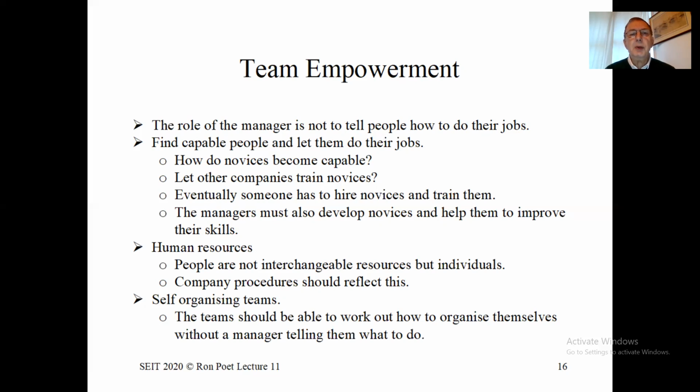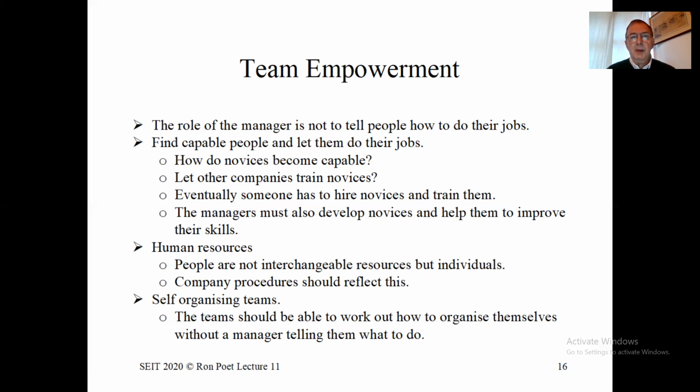Now, this raises interesting questions. Ideally, if you want to form your ideal team, you'll pick experienced people. And so typically job adverts say requires 2 years experience in the software industry. So ideally, but how do novices become capable? How do people get 2 years experience? You can't only employ experienced people, or everyone can't only employ experienced people. So there are several different approaches here.